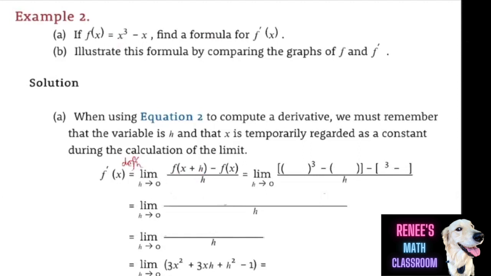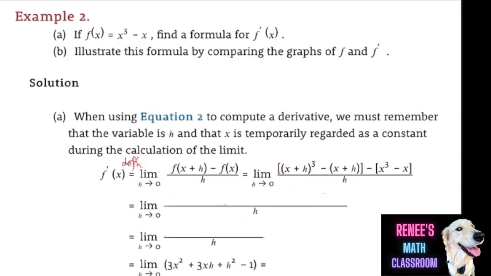So this will be x plus h cubed minus x plus h. So this is f of x plus h. And f of x here is x cubed minus x. Now we take the limit of this quotient. To do that, we can expand this perfect cube. Remember, we built the formula for the perfect cube.